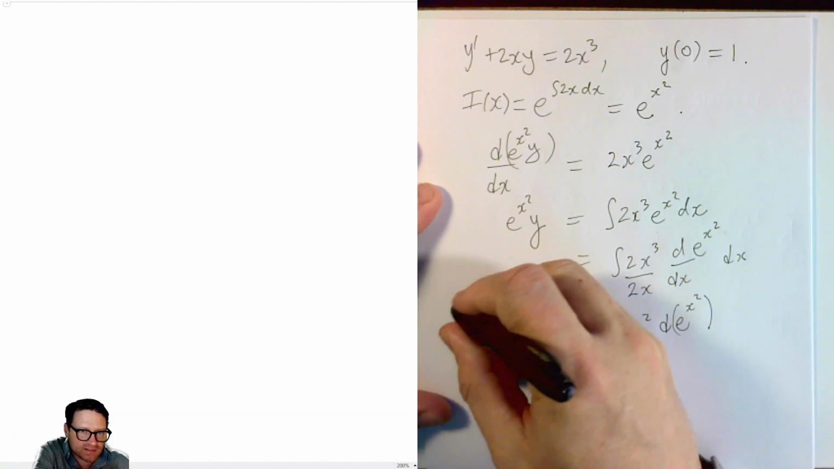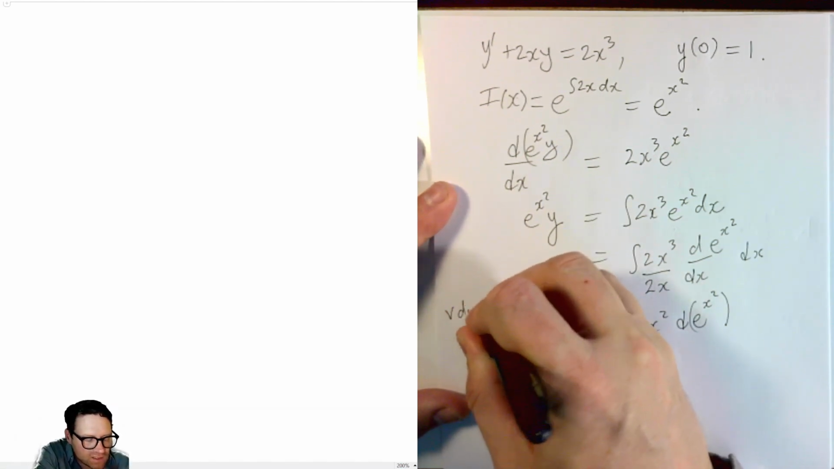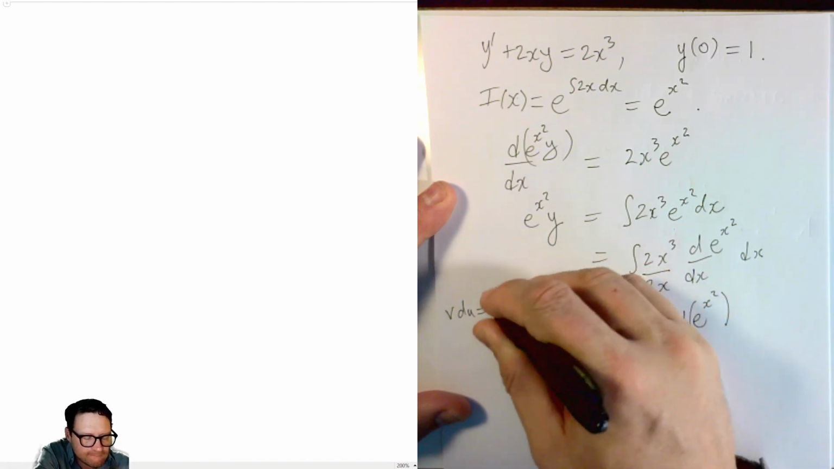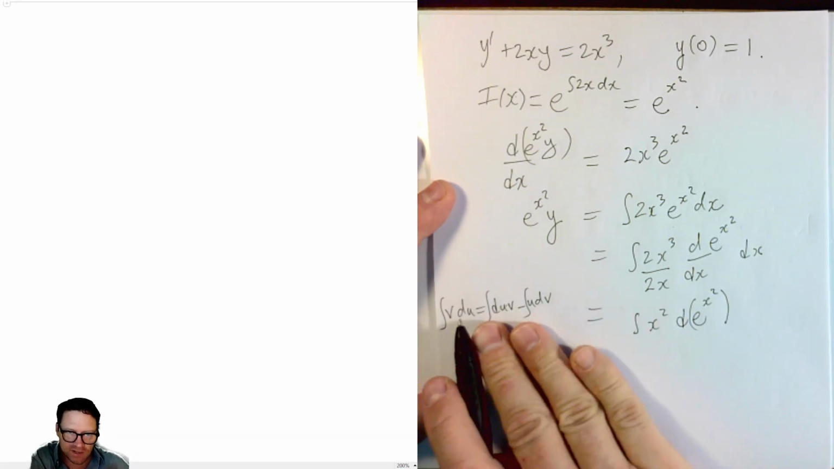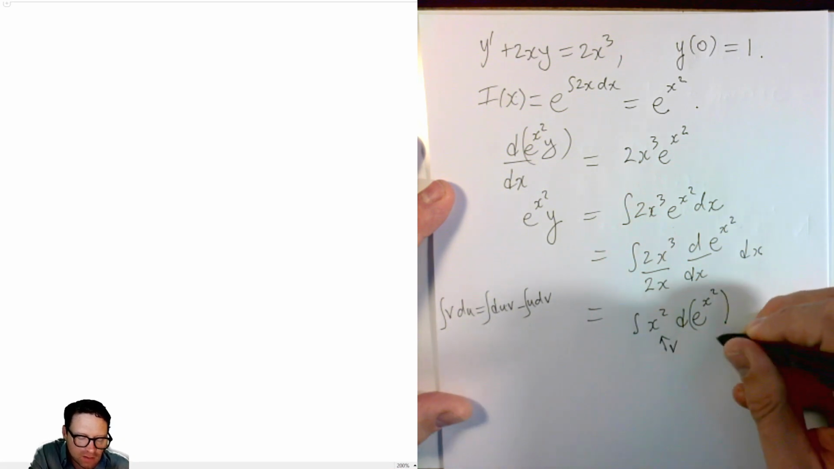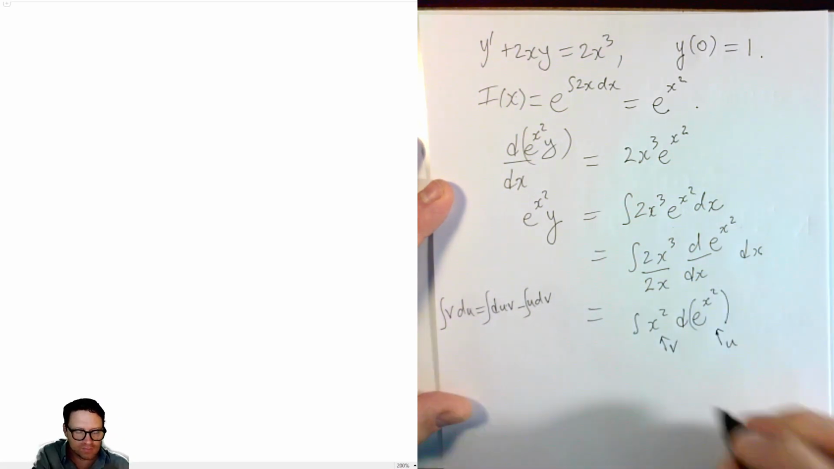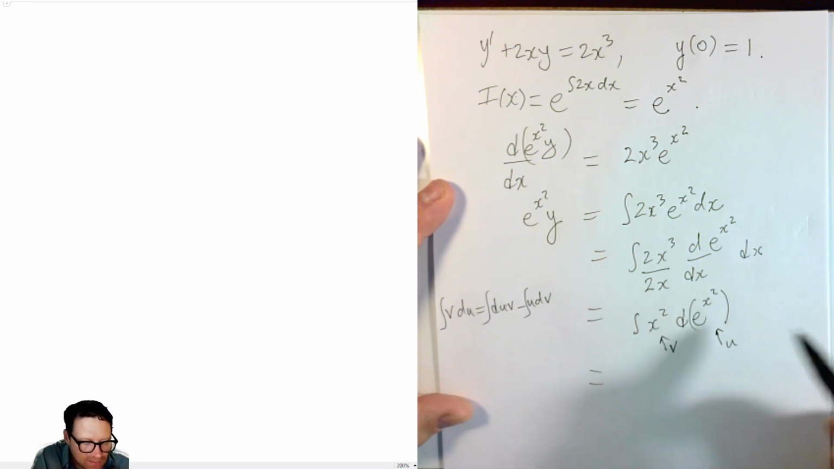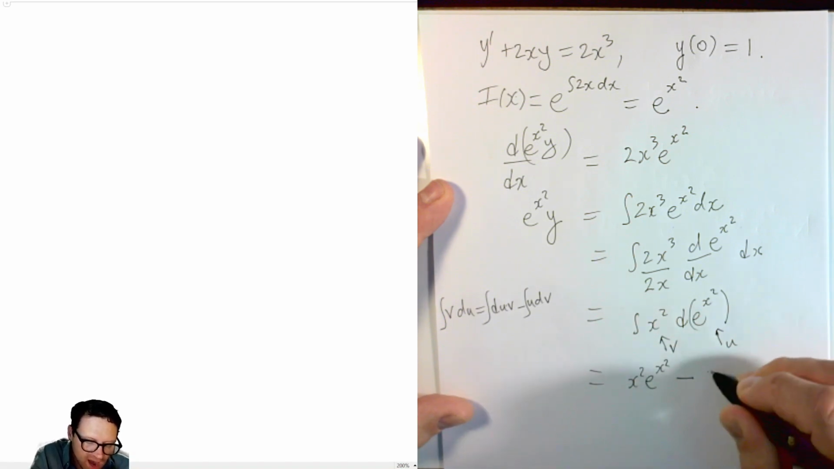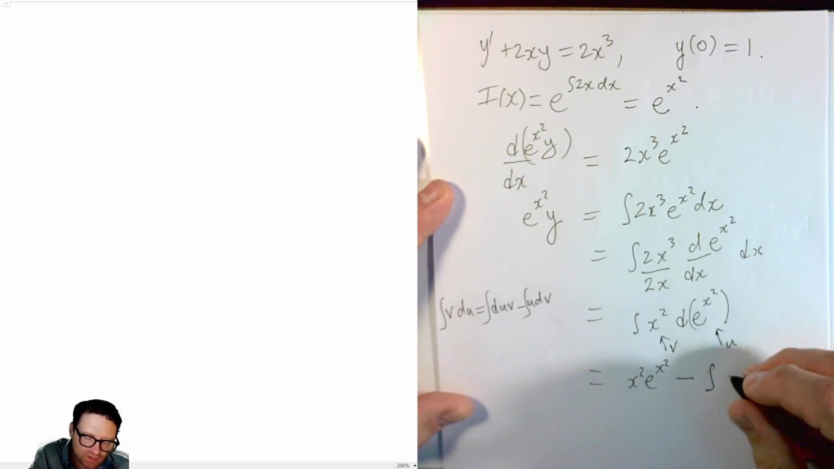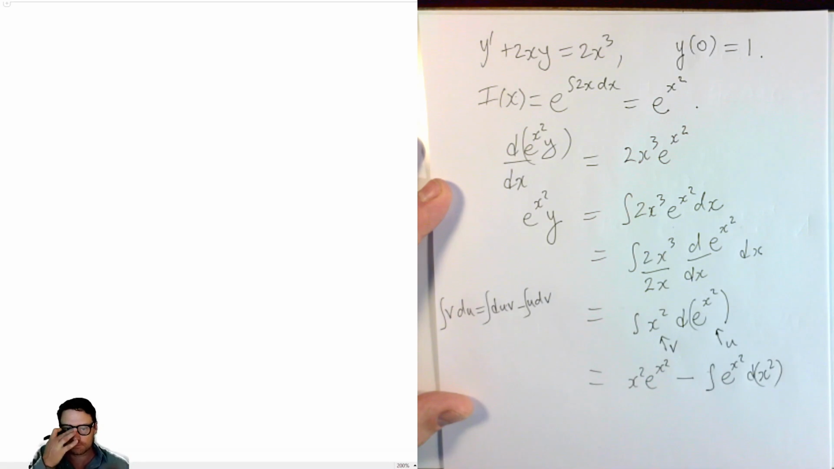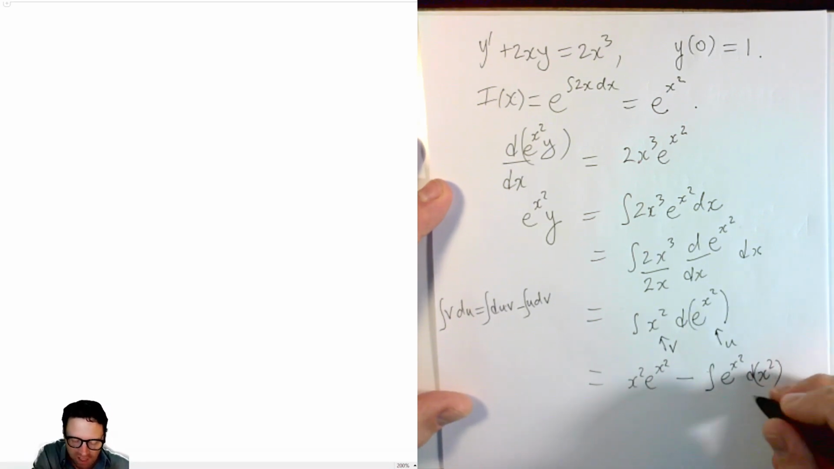All right, now let's write v du equals d(uv) minus u dv. Okay, so here's our integration by parts formula. So what do we have here? Let's call this v, and this inside here, let's call that u. So we have the product x squared e to the x squared, subtract, and then we swap these around, e to the x squared d(x squared).